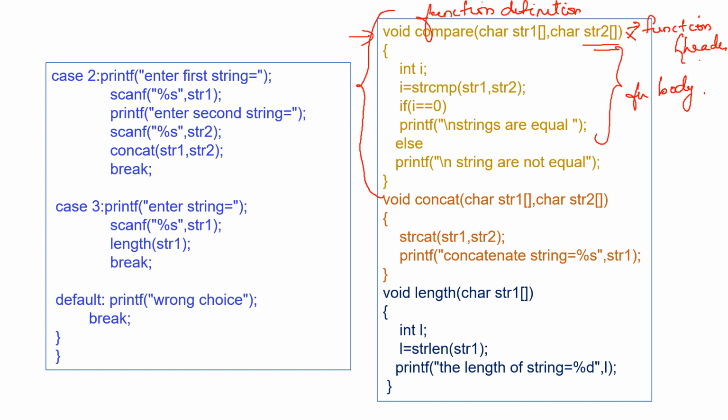That is the only difference. Okay, so after giving the function header, open the curly braces, int I. So you are declaring a variable I of the data type integer. Now I is equal to, this is your string built-in function for comparison. I is equal to strcmp(string1, string2).